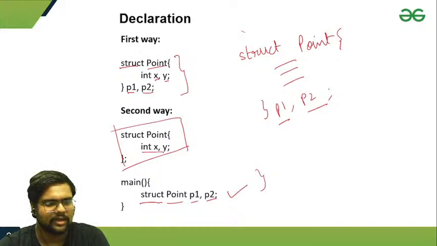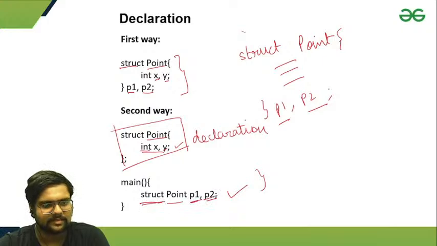For int x and y, it's only specifying that if we define a variable of point type, then it will have integer data x and integer data y. But here the memory will not be allocated because it is only a declaration. So when we declare the variable using this struct, this is declaration, and this is the instance creation. Here we are creating the instance of this point.